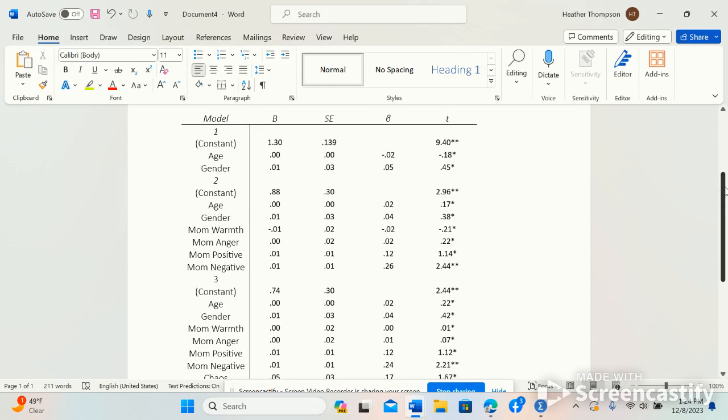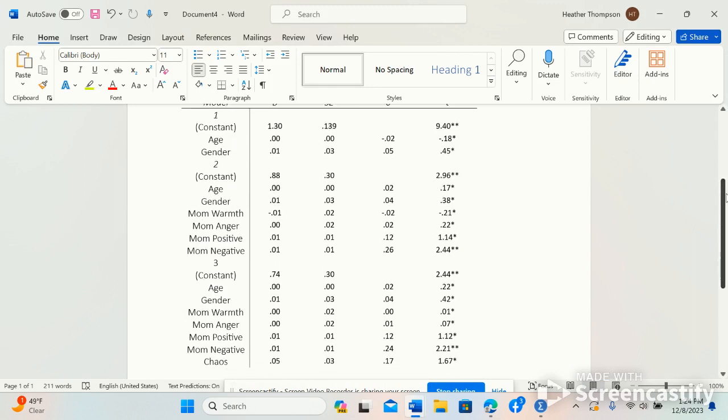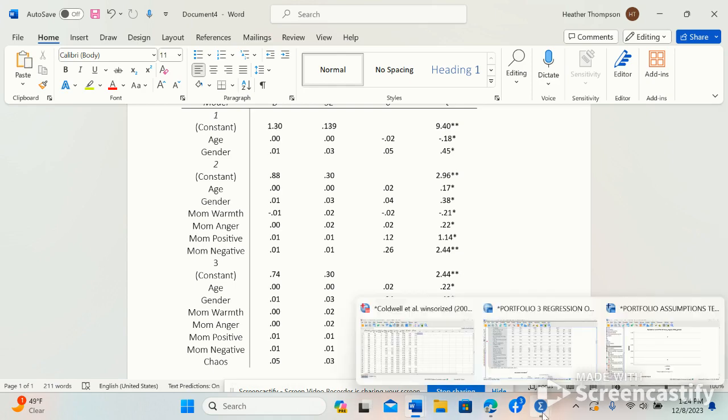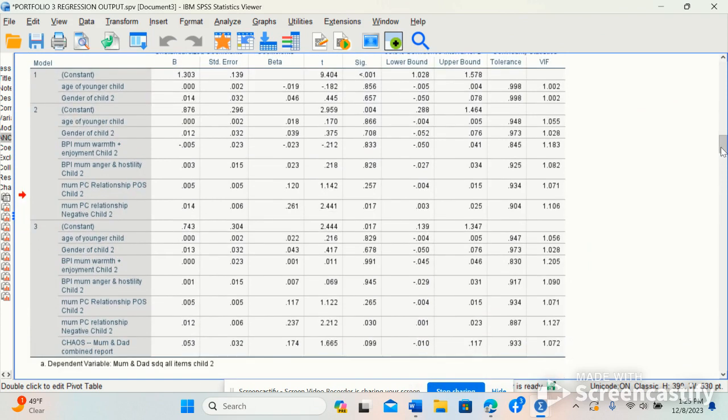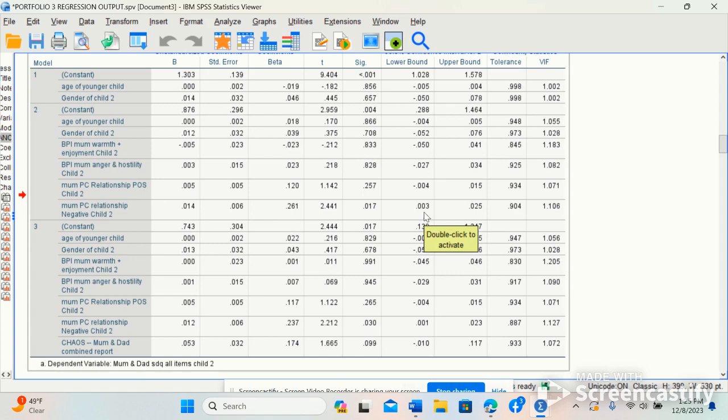So I simplified this for my report. Really, the only significant number was the negative relationship with the mom, which is a lot to look at when you see it here. So let's see, positive, negative. Okay, 0.003, it's pretty significant. Oh nope, I'm sorry, 0.01. That's significant. 0.03 here is also significant.